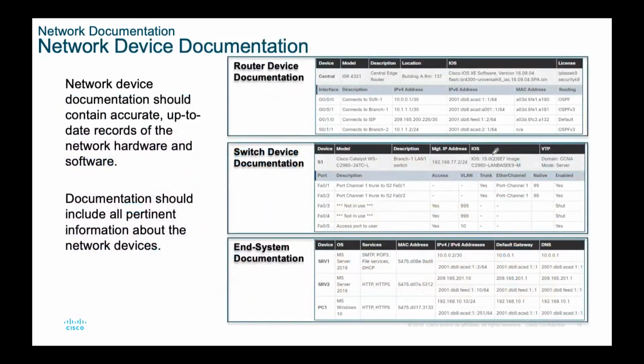So network device documentation. This is how it looks, the documentation related to network devices. Network device documentation should contain accurate, up-to-date records of network hardware and also software. Documentation should include all pertinent information about the network devices. Maybe in a small company this is tedious work, but in a big company we normally have this kind of documentation, similar to topology and so on. All right, so this is a standard rule.